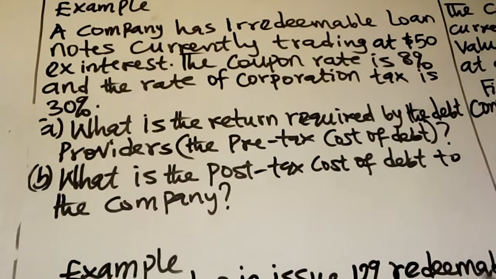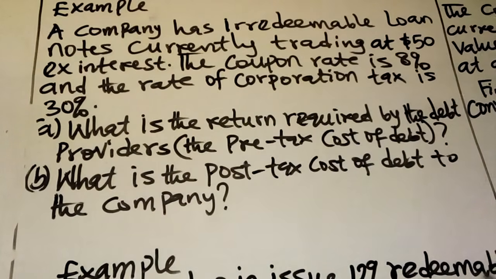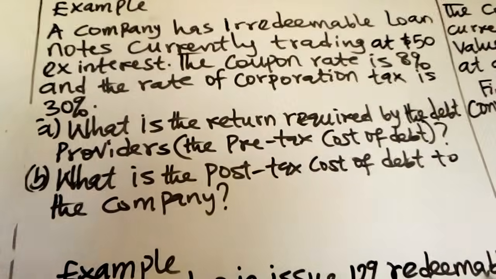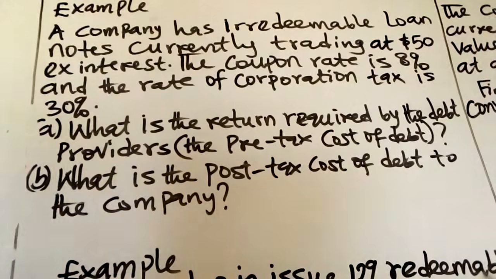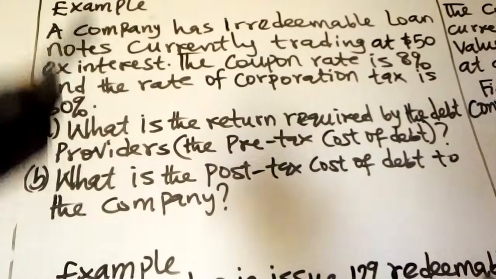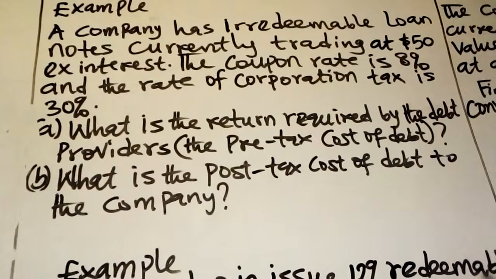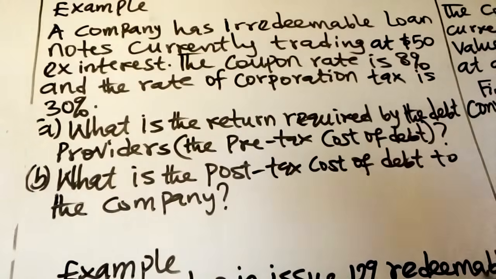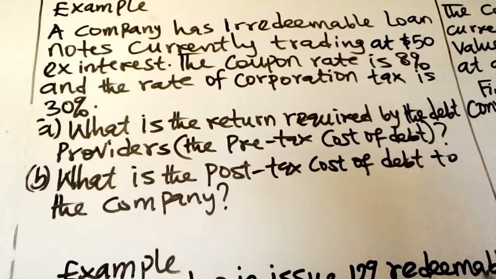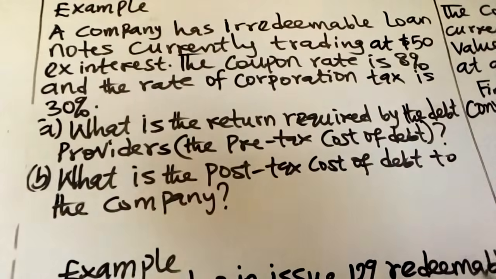A company has irredeemable loan notes currently trading at $50 ex interest. The coupon rate is 8% and the rate of corporation tax is 30%. A. What is the return required by the debt provider? The pre-tax cost of debt. The coupon rate, that is the interest rate, is 8%, and the market value is $50.